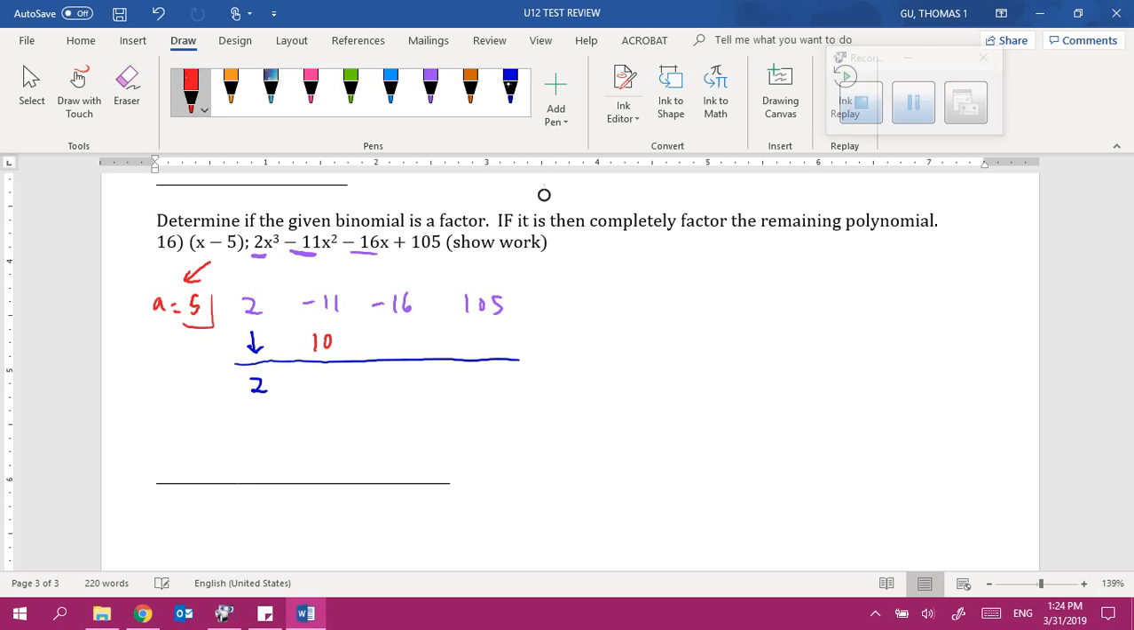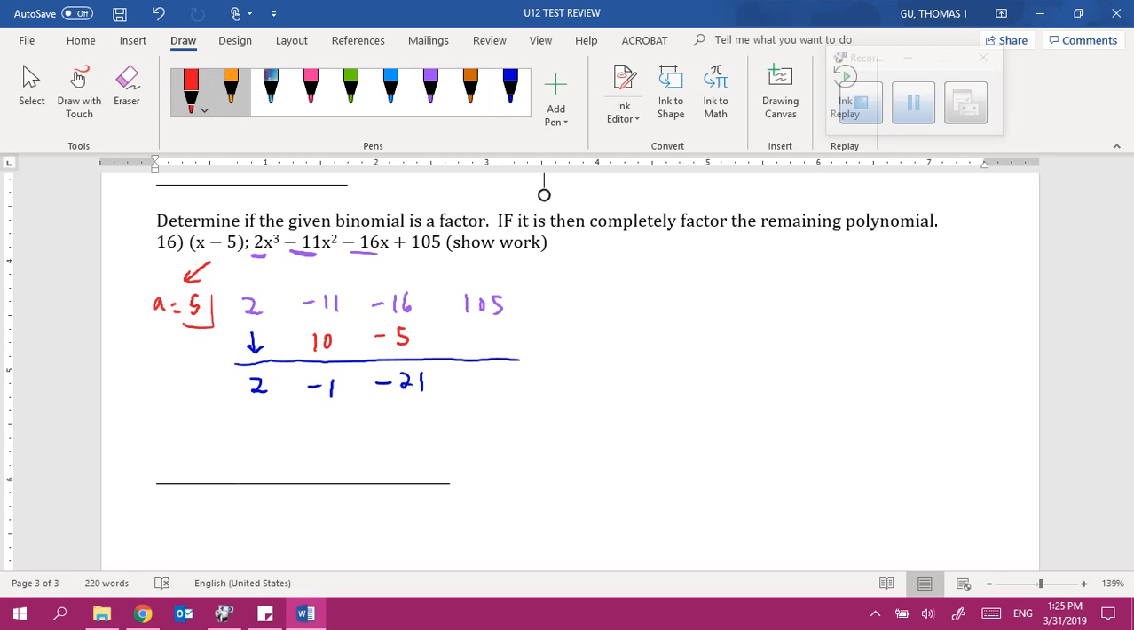Add these two numbers together. Negative 11 plus 10 is negative 1. Negative 1 times 5 is negative 5. Add these two numbers together. That is negative 21. I'm not saying what I'm writing. Yes, negative 16 plus negative 5 is negative 21.